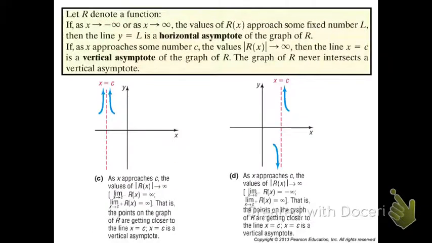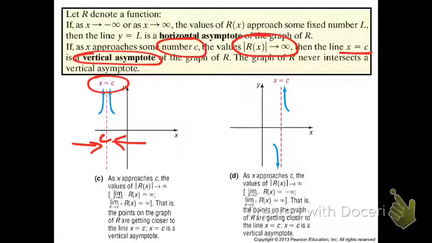So likewise, we already know about the horizontal asymptote, but as X is approaching some value C, so here's some random real number. If X is approaching that value C, you can see X equals C up here, that vertical line. As X is getting closer and closer to this C from both sides, if the value of the function is going towards either positive or negative infinity, then the line X equals C is what we call a vertical asymptote of the graph of R.